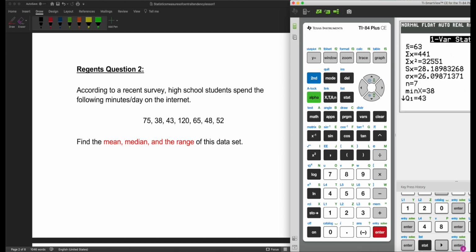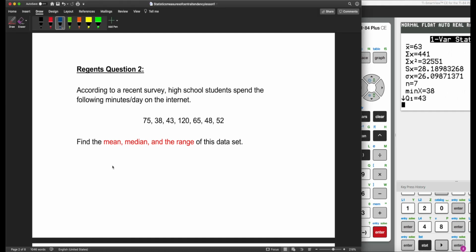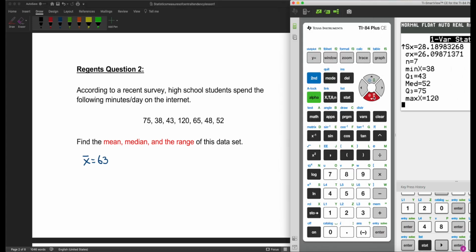First thing that pops up, remember, x-bar is always the mean average. So we're going to write it on the Regents. 63. Then we're going to scroll down. It wants the median, 52.